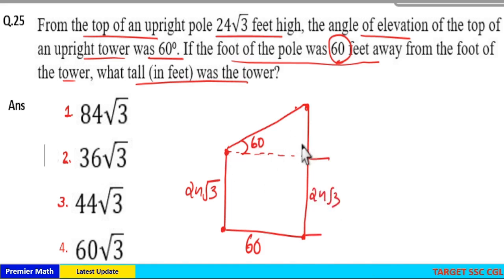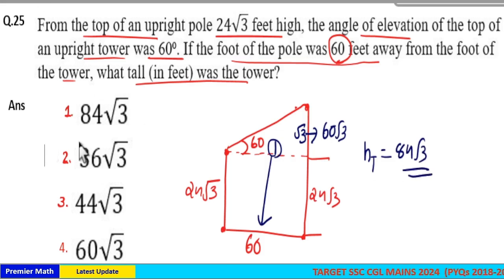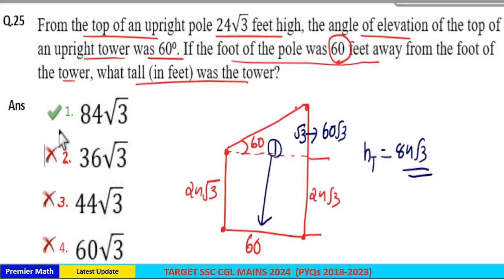So from this right angle triangle, take tan 60. Tan 60 is root 3, which means opposite side by adjacent side are in the ratio root 3 is to 1. Now this 1 part is equal to 60, means root 3 parts is equal to 60 root 3. Then the total height of this tower is equal to 60 root 3 plus 24 root 3, 84 root 3. Option 1 is your answer.